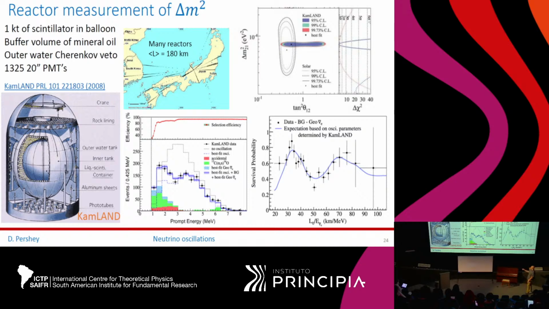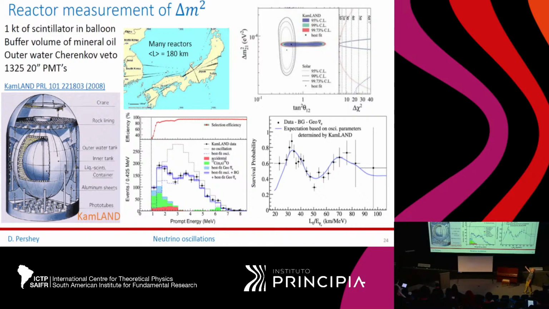And if you rework this plot, instead of just looking at the prompt energy, and turn this into the dynamical variable L over E, you see a very clear oscillation pattern here, and the frequency of that oscillation is going to give you your delta m squared with good precision. If you superimpose the contour that KamLAND is able to produce on top of the SNO and SK contours, you see that they're quite complementary.